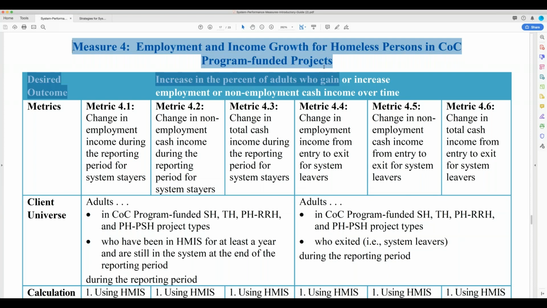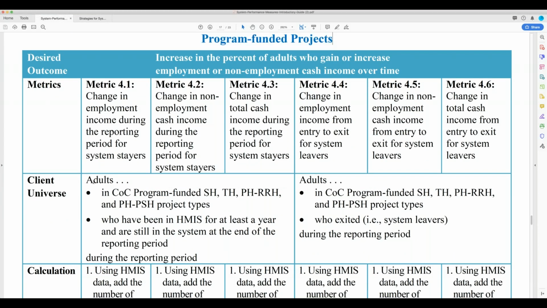This is the one measure where there's a big distinction between CoC funded and non-CoC funded programming. And here's how it works. Measure 4, employment and income growth for homeless persons in CoC program funded projects. So you can even see in the title of HUD's guidance for metric 4 that it's making this distinction very clear. That what this program universe is actually talking about is, first of all, not everybody, but adults, right? So people of working age, and that's a key piece.